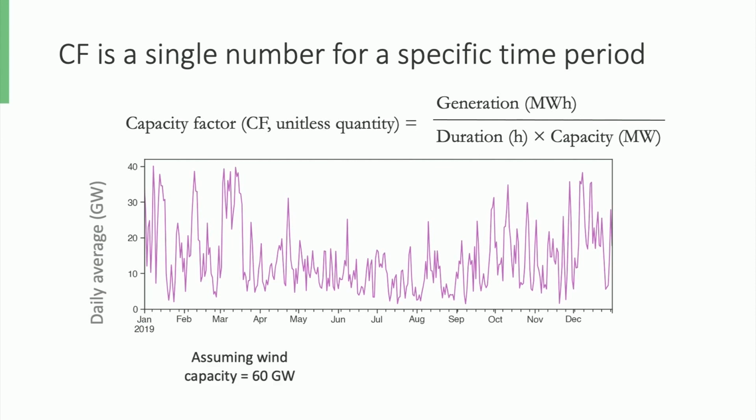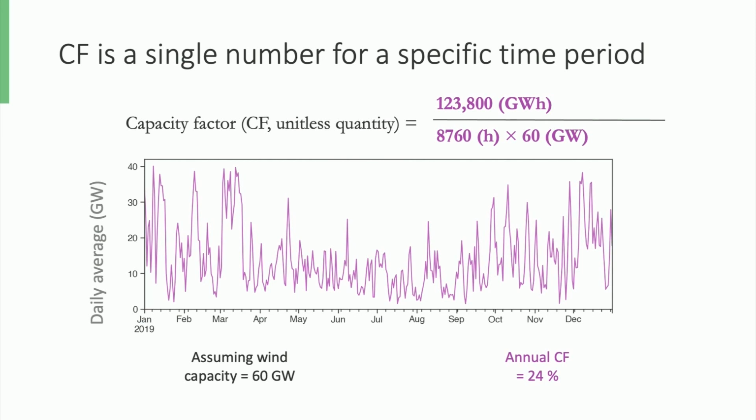So let's say that Germany has about 60 gigawatt of installed wind capacity in 2019. We can then sum up this time series over the whole year. That gives us about 123.8 terawatt hours or 123,800 gigawatt hours. And we divide this by 8,760, the number of hours in the year, times 60 gigawatt. That gives us 0.24. So the capacity factor of wind power in Germany in 2019 was 24%.